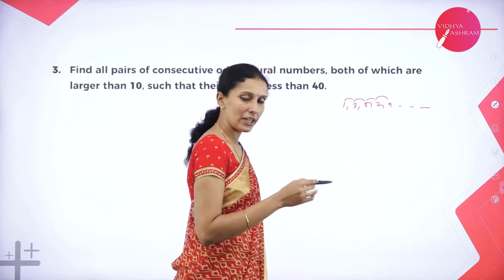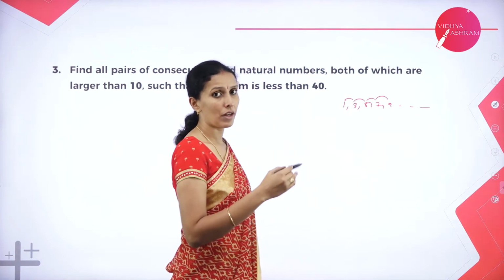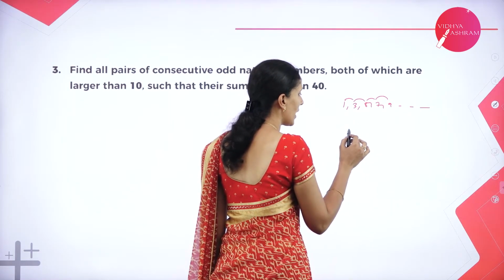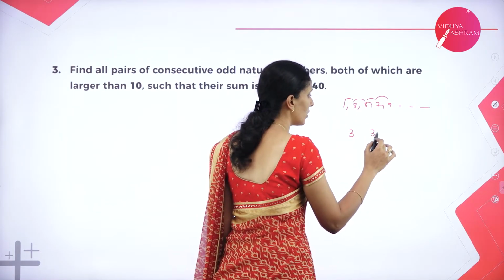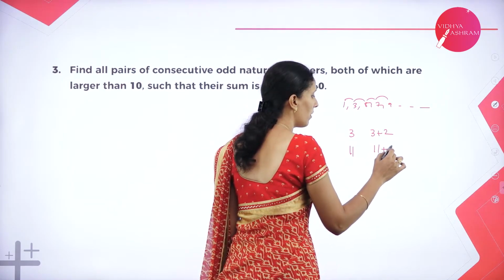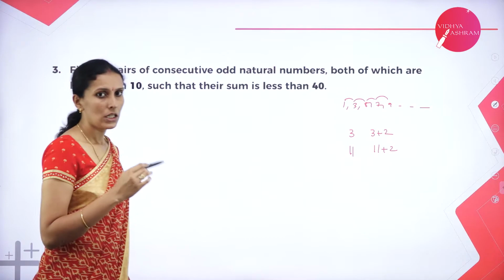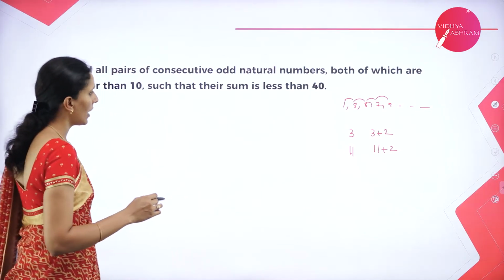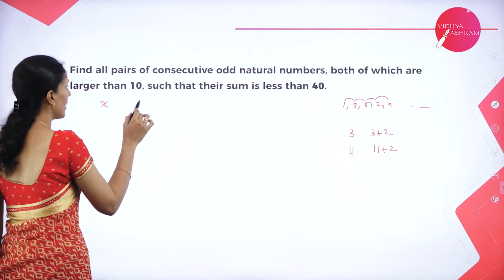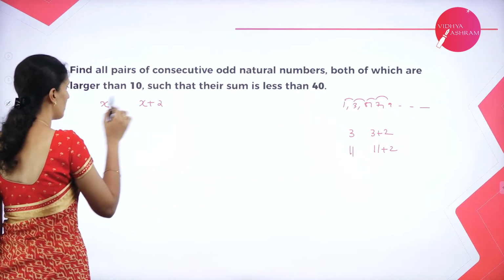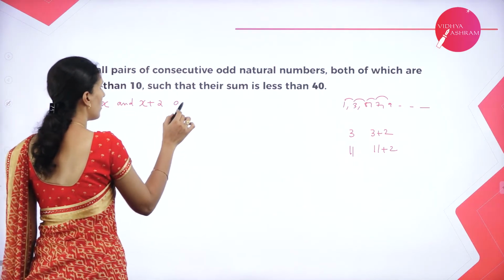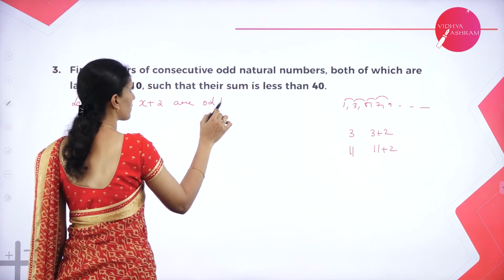So for 1 it is 3, for 3 it is 5, for 7 it is 9, for 11 it is 13. Like that, for any number, if you take 3, the next one will be 3 plus 2. If you take 11, the next one will be in the form of 11 plus 2. That is the consecutive integer. So what I'll do here, if I take x as the first number, then x plus 2 is the other number. So let x and x plus 2 be odd numbers.